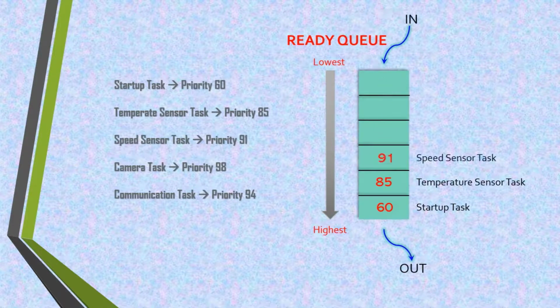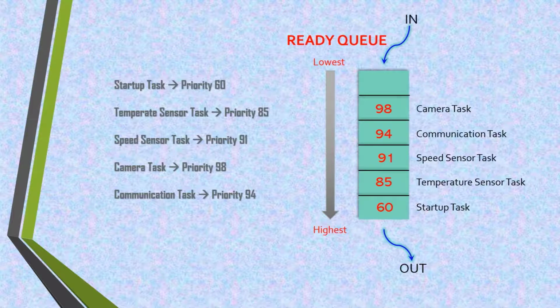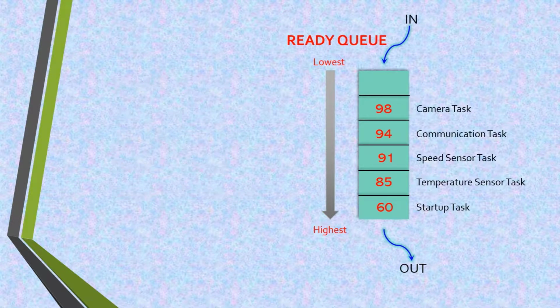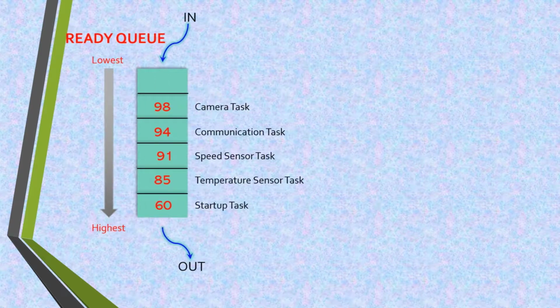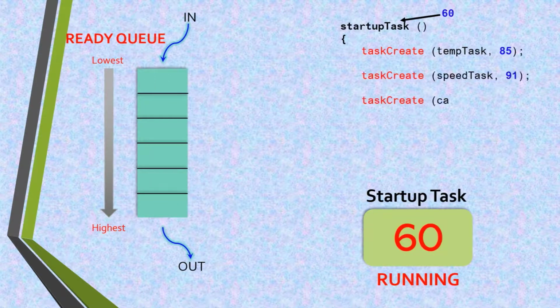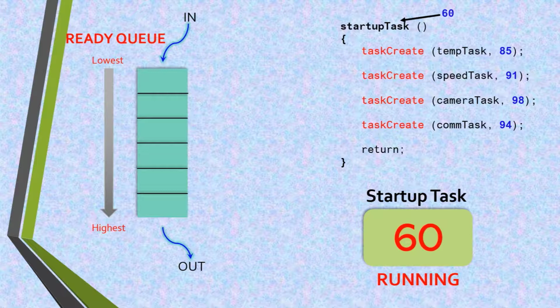When a task is created and it is ready to run but it is not running, then it is queued up in the ready queue. Based on the priority, the RTOS scheduler schedules the very next eligible task to run. For example, here, when the application starts running, the startup task starts executing, as at this time there are no other tasks existing in the system.